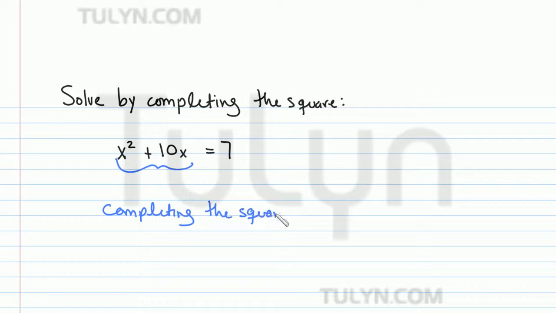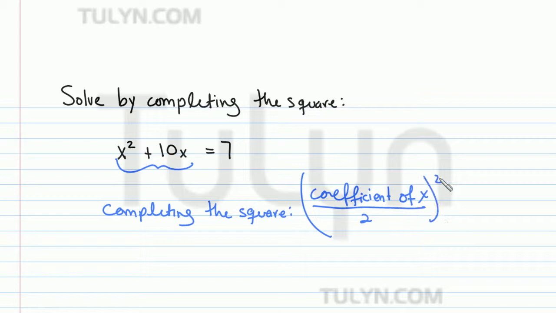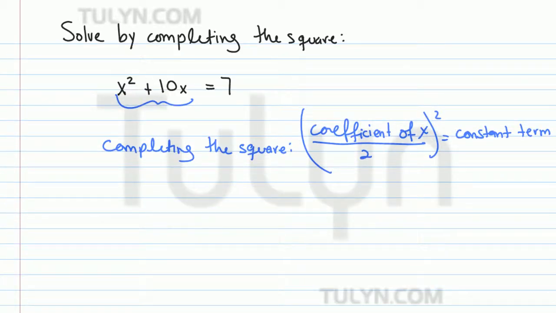which states that if you take the coefficient of x, divide that by 2, and then square the result, what you end up with is the constant term in a perfect square trinomial. So, knowing that, we want to take the coefficient of x, which is positive 10, right? So we want to take 10, divide that by 2, and then square the result, which gives us 5 squared, which is 25.